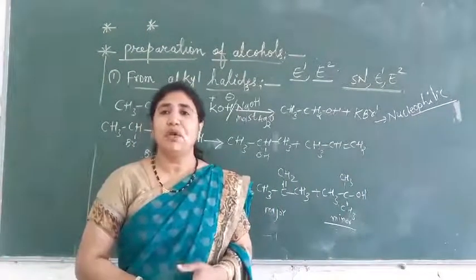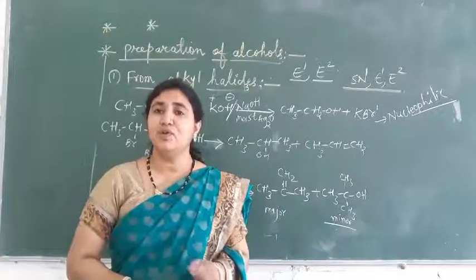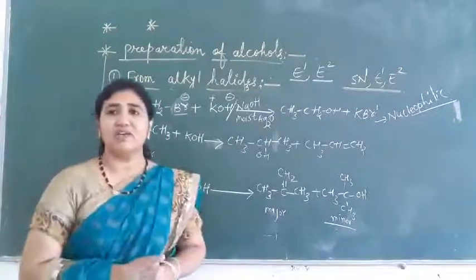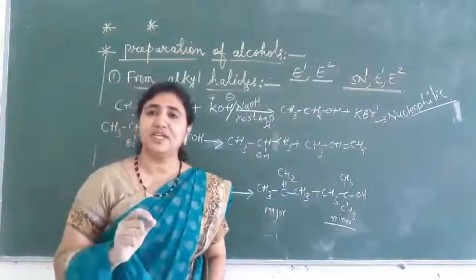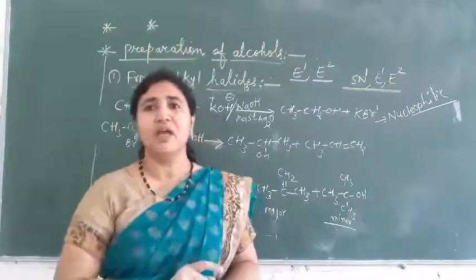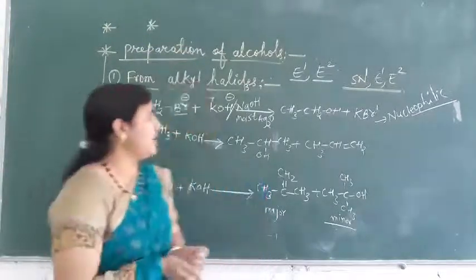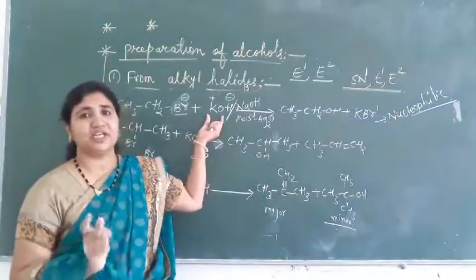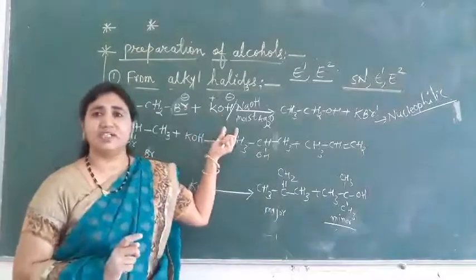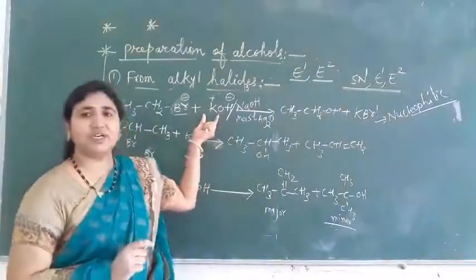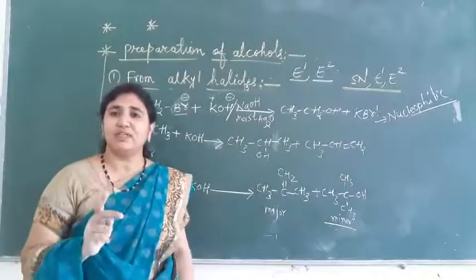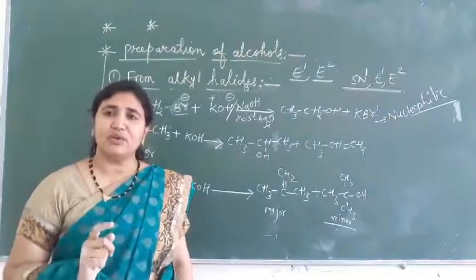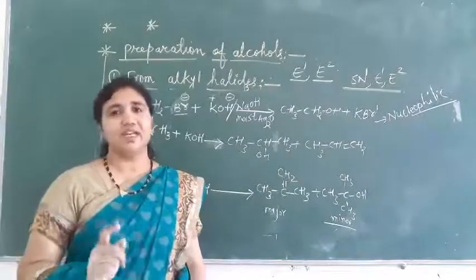Always remember, when a nucleophilic substitution reaction occurs, the elimination reaction also occurs side by side. Whenever a nucleophilic substitution reaction is forming, an elimination reaction will also form along with it. Nucleophilic substitution reactions are of two types, SN1 and SN2. Same like that, elimination reactions are also of two types, E1 and E2 mechanisms.